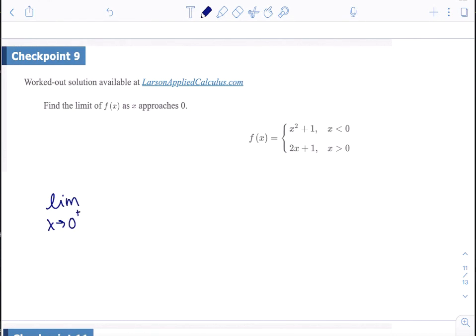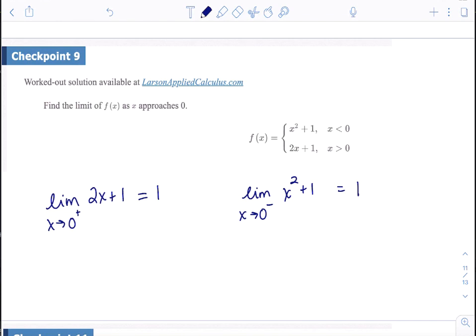So let's do the right side. Here, when x is greater than 0, or a little bit to the right, the function is 2x plus 1, and we can substitute 0 in there and get a value of 1. Then we evaluate the left side. x approaches 0 from the left. Those would be values below 0, and that would be x squared plus 1. When you substitute in 0, you also get 1.